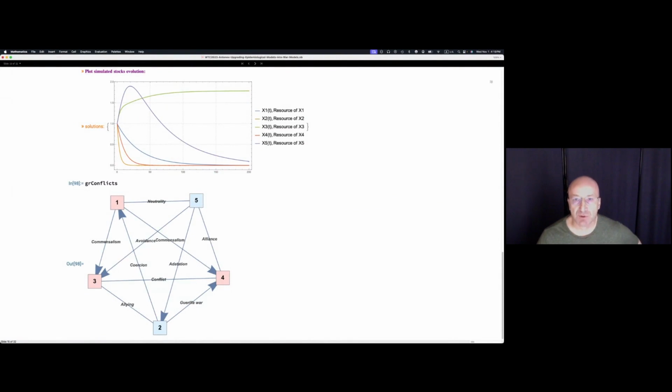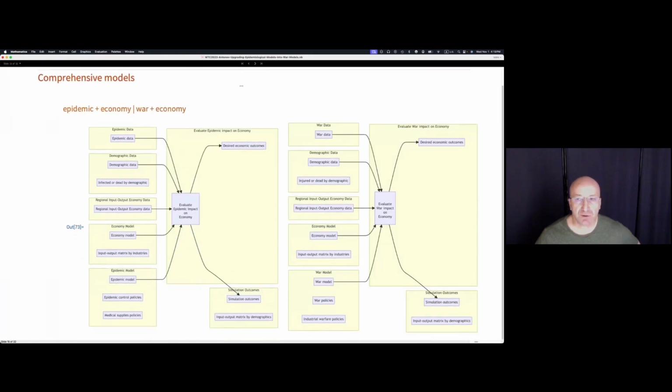and what exactly we get after we do the simulations. You can see in this particular case, this is the resource of the fifth party, right? It starts out strong, but then it diminishes completely due to alliances and whatever the configuration of the interaction between the different sides of this conflict landscape. All right, so comprehensive modeling.